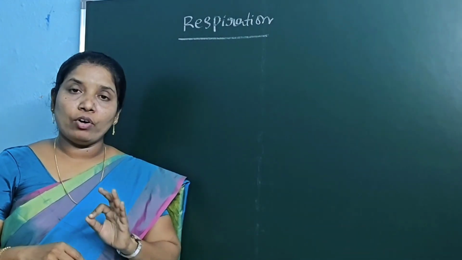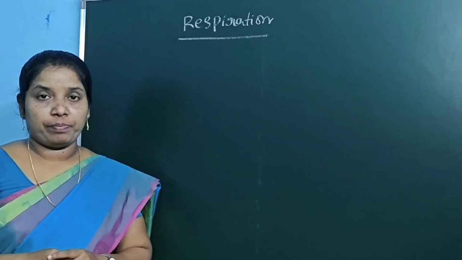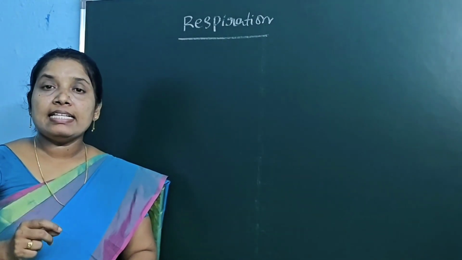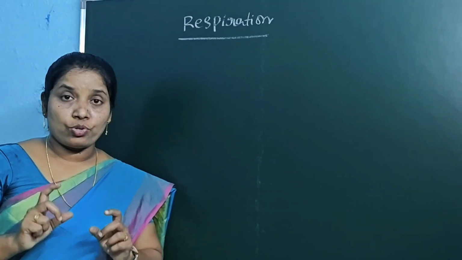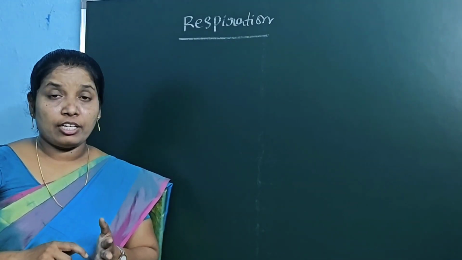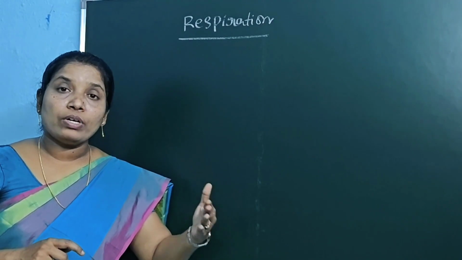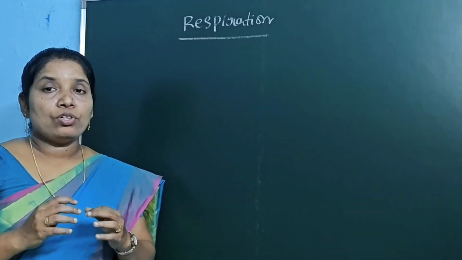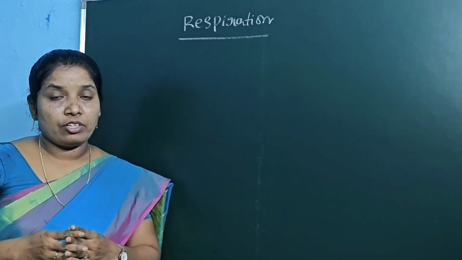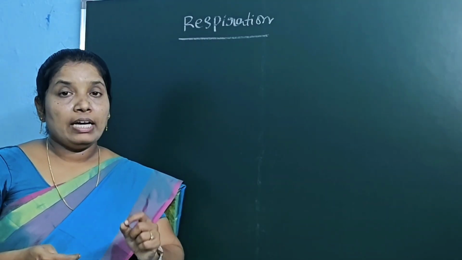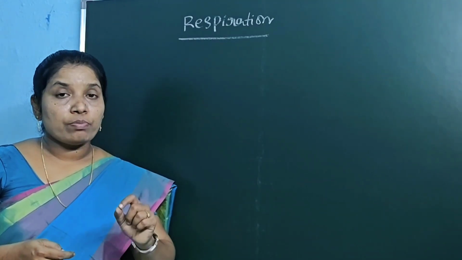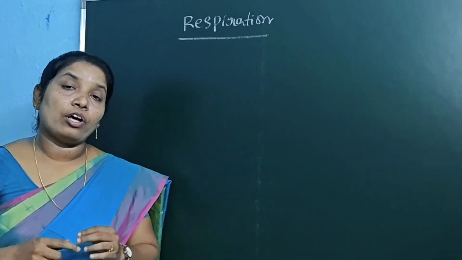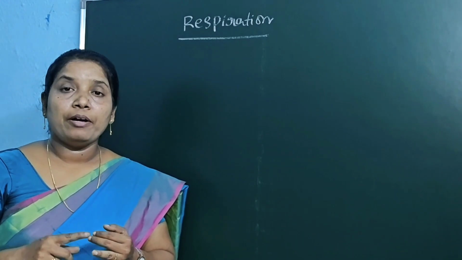All living organisms require energy. Energy comes from food. Cells cannot utilize the stored food, so it should be converted into a usable form, and that is nothing but ATP. Through cellular respiration, the stored food gets converted into usable form. It involves oxygen for the breakdown of carbohydrates, fats and proteins.